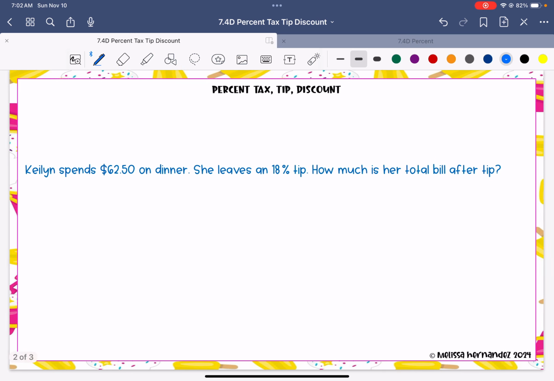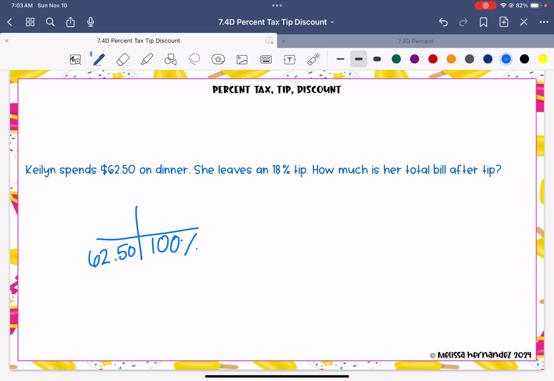Obviously, I want kids to understand that even though it's tip, it's still percent, and we already know that percent is out of 100. So our percent is 62.50 is 100%, and we want to know what 18% of it is. Okay, so in the real world, we typically just calculate this using a decimal. So we want to convert 18% into a decimal, which means you divide by 100.